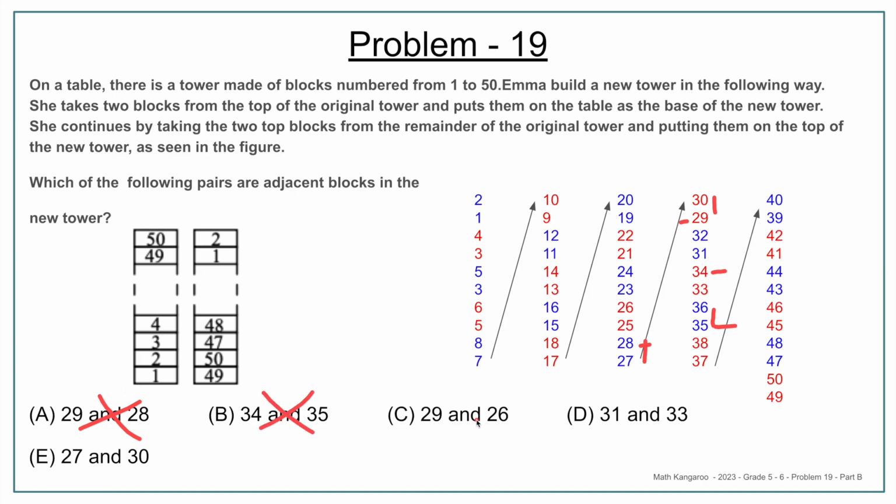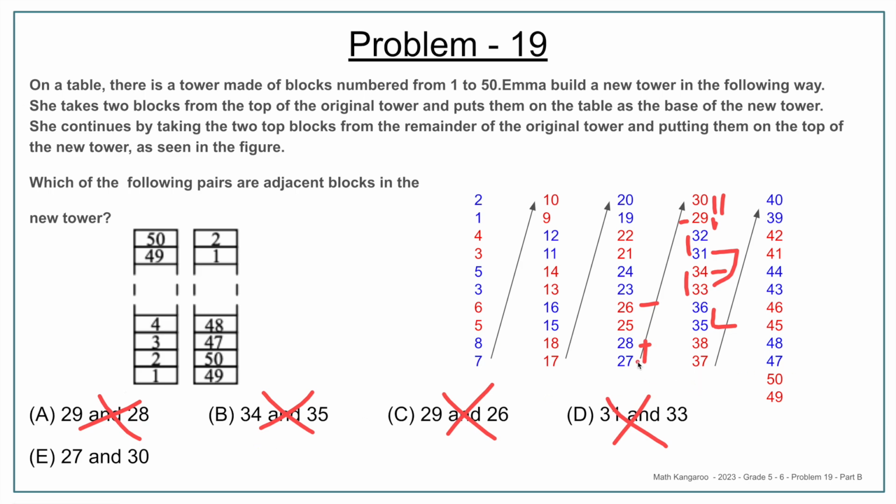So we cancel it. C, 29 and 26. Not at all adjacent, because 26 is paired with 25 and 29 is paired with 30. Not our option. D, 31 and 33. This is not adjacent blocks. 31 is paired with 32 and 33 is paired with 34. Not our answer. Now last option, E, 27 and 30.